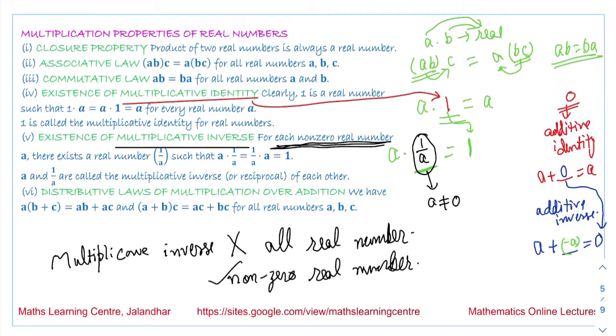Last property is distributive law of multiplication over addition. So distributive law means we are talking about A into B plus C. If we are doing this, then the answer will be A into B plus A into C. So this is called the distributive law of multiplication over addition.